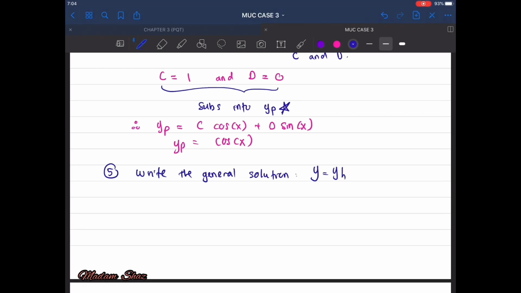Which is y is equal to yh plus yp. So therefore y is equal to A exponent 3x plus B exponent x plus cos x. Okay, so this is the general solution for our non-homogeneous equation.